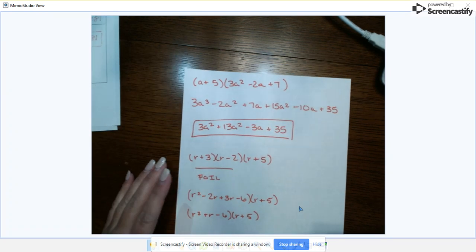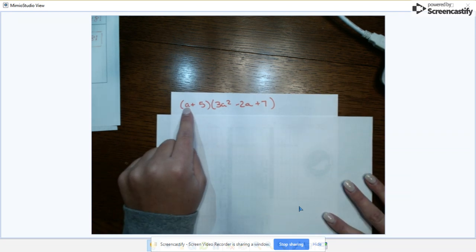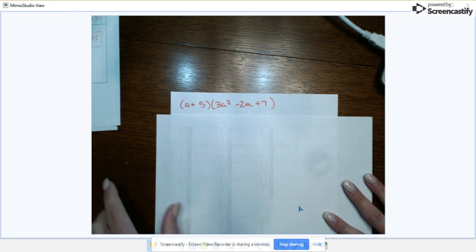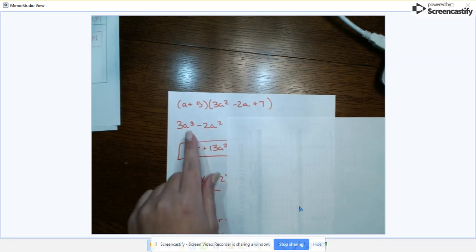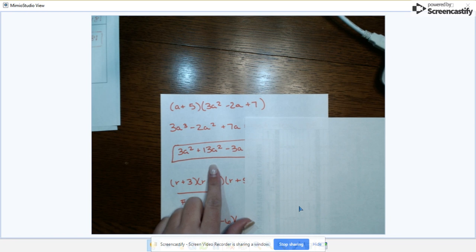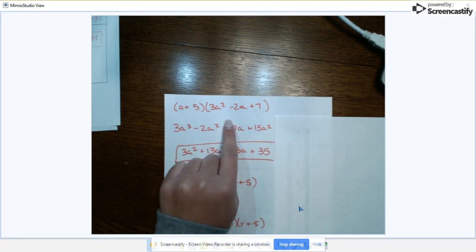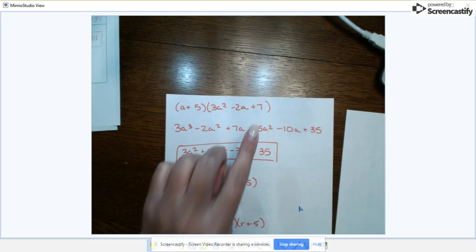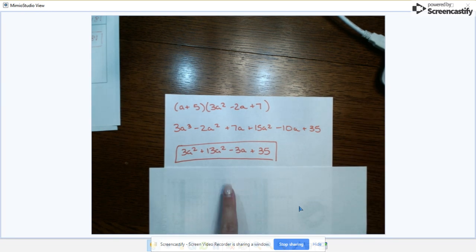Okay, sometimes we will have to multiply a binomial by a trinomial. So here we're going to have to take this a times every single term, and then 5 times every single term. So if I distribute my a, I get a 3a to the third, and then a minus 2a squared, and a plus 7a. And then I take 5 times 3a squared, which gives me 15a squared. 5 times negative 2a, which gives me minus 10a. And then 5 times 7 gives me 35. And you can simplify, combine your like terms to get this final answer.